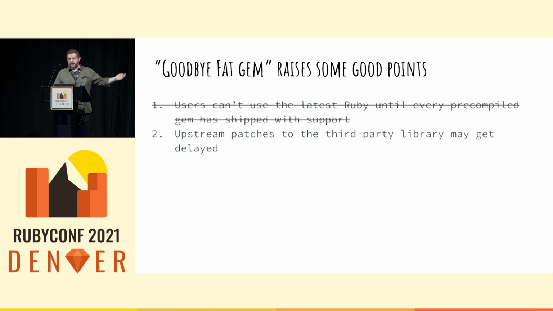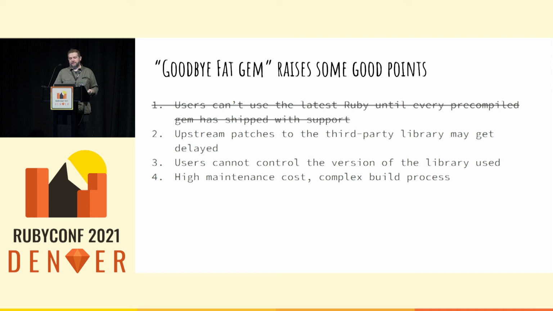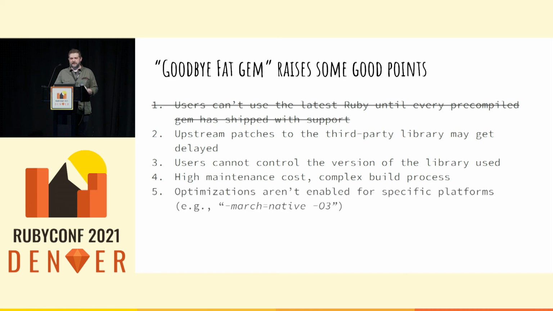Upstream patches to third-party libraries get delayed. That's on me as the maintainer. I'm willing to accept that. Users can't control the version of the library they use. As the maintainer, I'm going to go ahead and say I know better than you what version of libxml you should be using, and I hope you trust me on that. High maintenance cost. It is a high maintenance cost, but it's a one-time cost to set up all the testing and the configuration, and that's cheaper for me than doing all the user support. I'll talk about that in a minute too. And finally, optimizations aren't enabled for specific platforms, and this is actually a really good point. GCC will do some really amazing optimizations for specific architectures, and you're not going to get any of that with the precompiled version of Nokogiri.